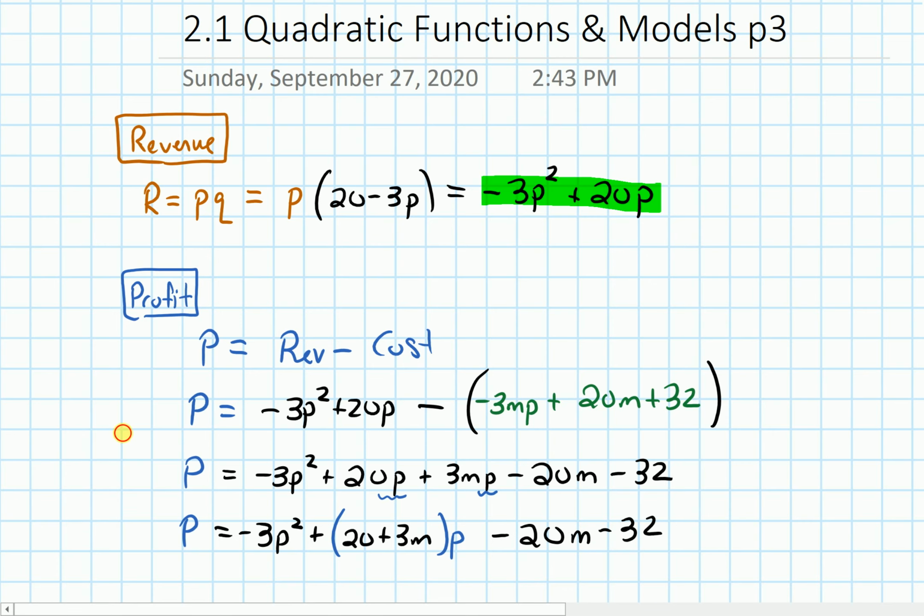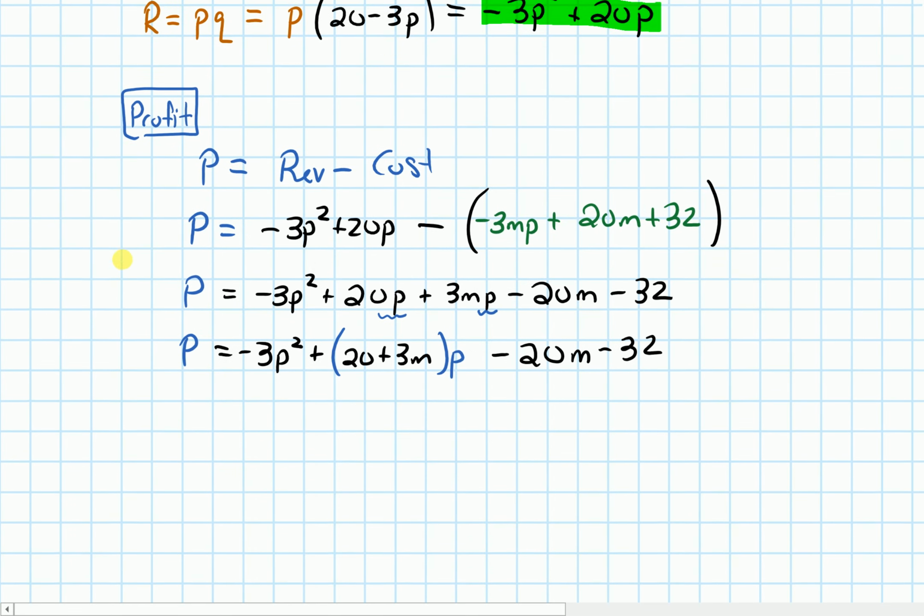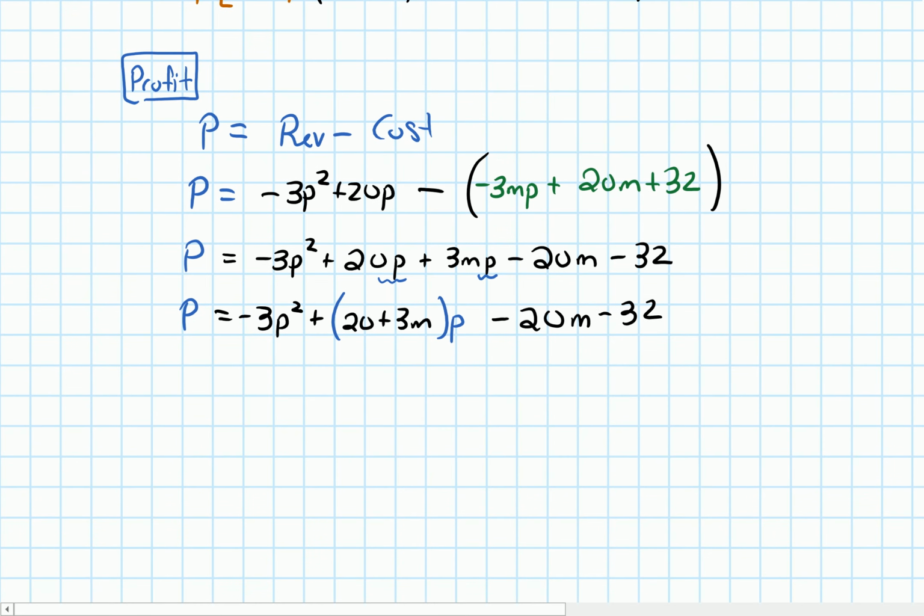Okay, so this is a quadratic function right here. In this quadratic function, the negative 3 is the a. The 20 plus 3m, this is the b. And the minus 20m minus 32, that's the c. In fact, let me just highlight those so they stand out a little bit better. So negative 3, that's one of the coefficients. 20 plus 3m, that's another coefficient. And then the minus 20m minus 32, that is the c, that's the constant term.